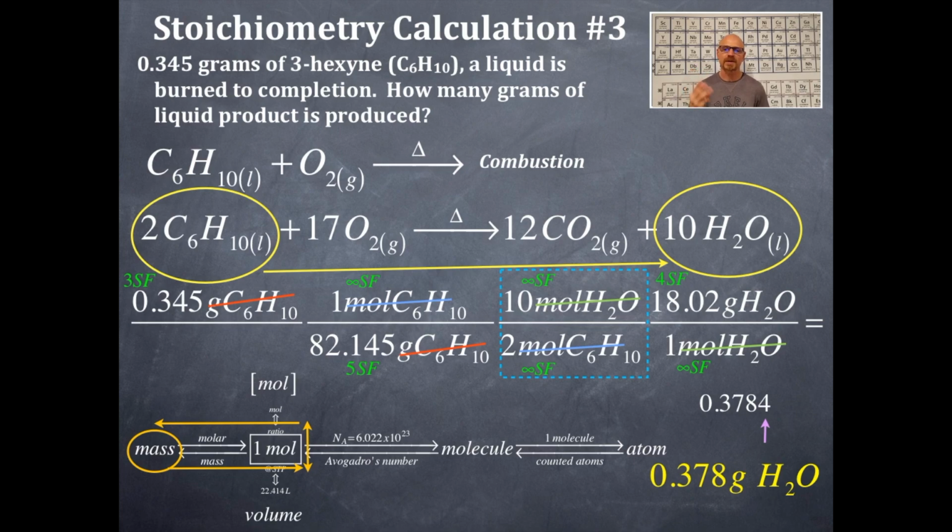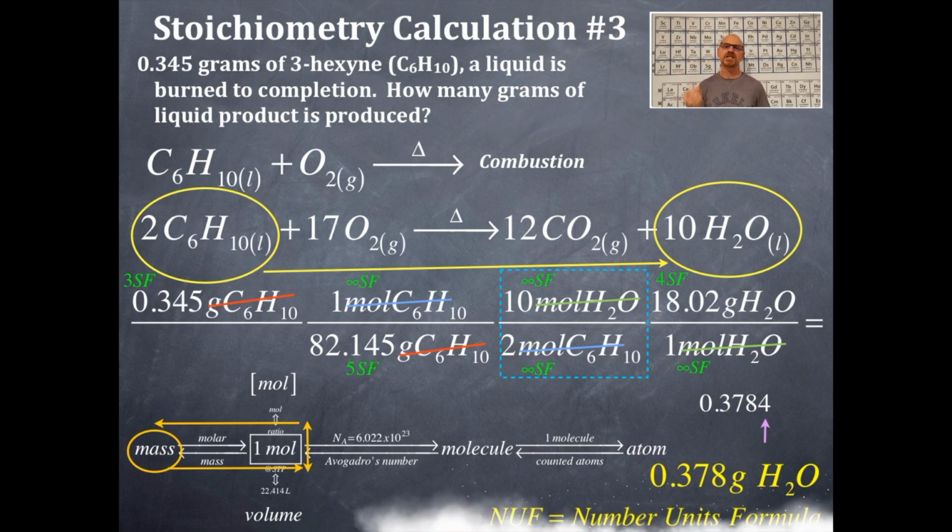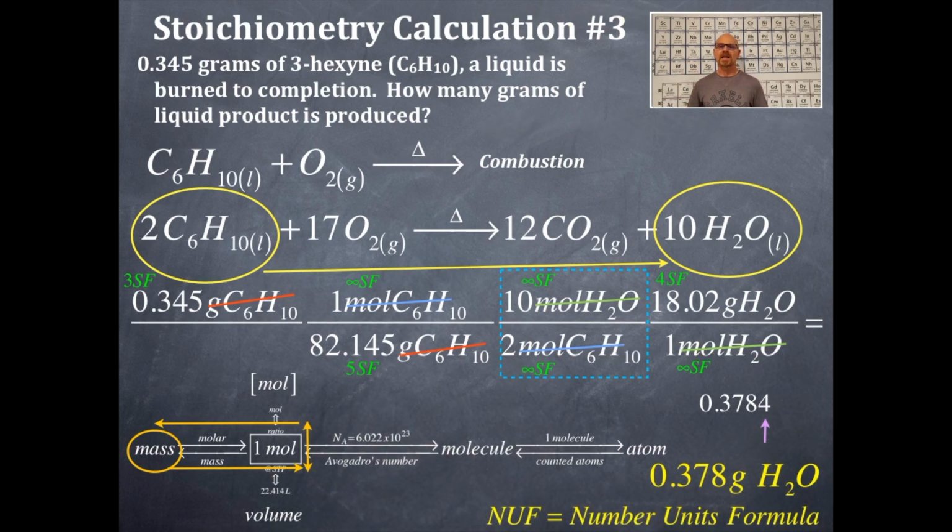Number, units, formula. It's rounded correctly. That's 0.378 grams H2O. I got a number, units, formula on my answer. I got a number, units, formula in every single step. Your chemistry professor, your chemistry teacher will love it if you have number, units, formula every single time. Don't forget that. Okay? Good.